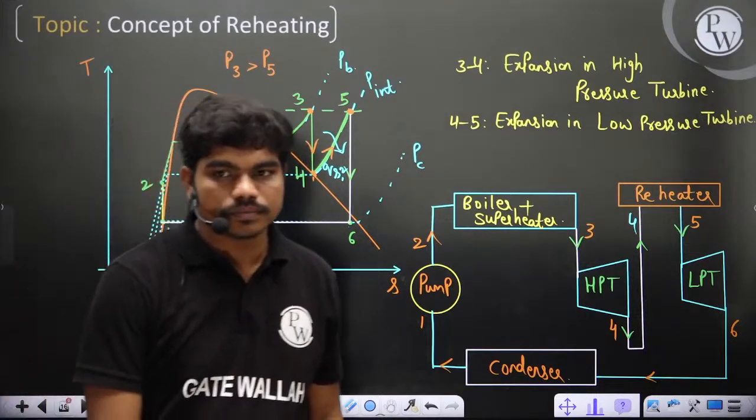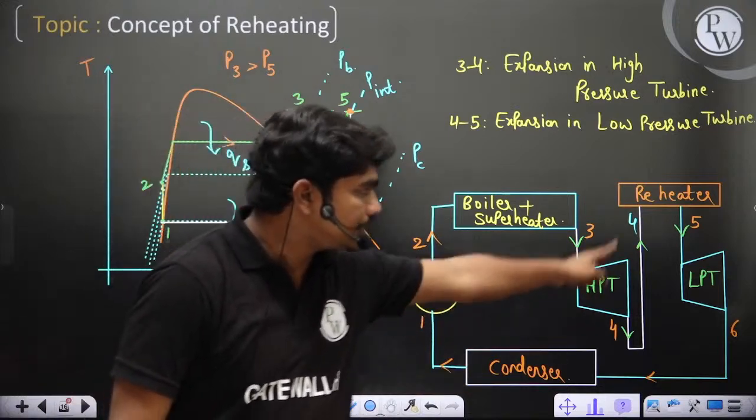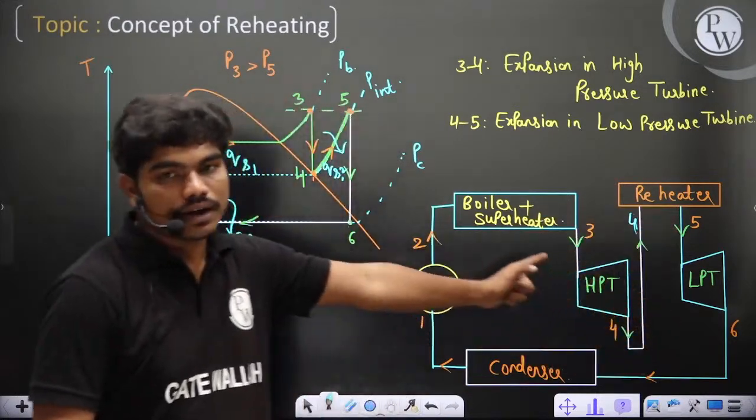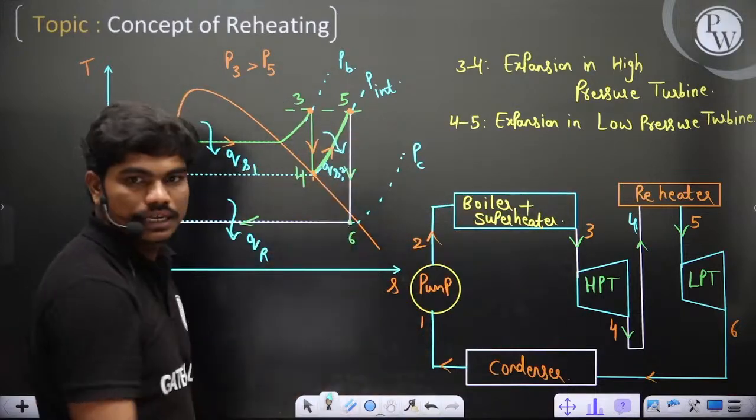Clear? 4 to 5 is actually this reheating. Okay, and we are definitely at the boiler, this is also at some constant pressure, so we are doing reheating along this intermediate pressure line.